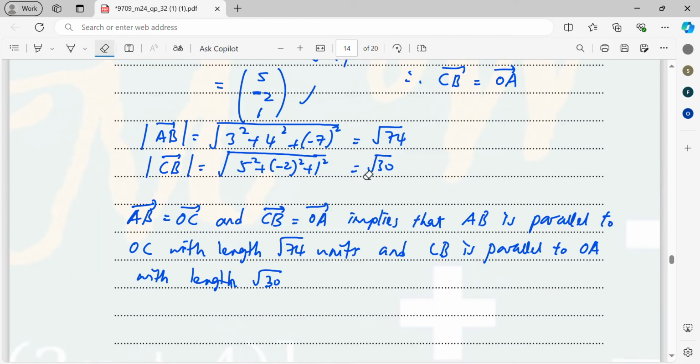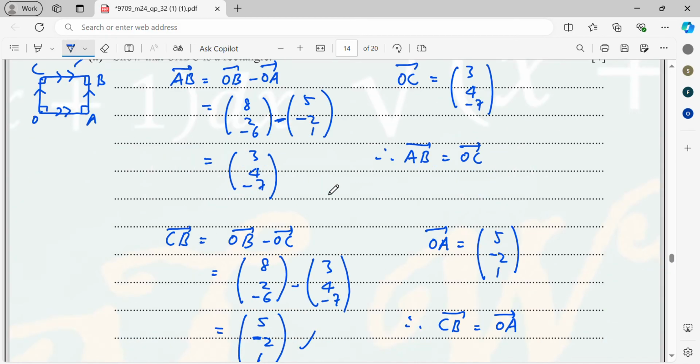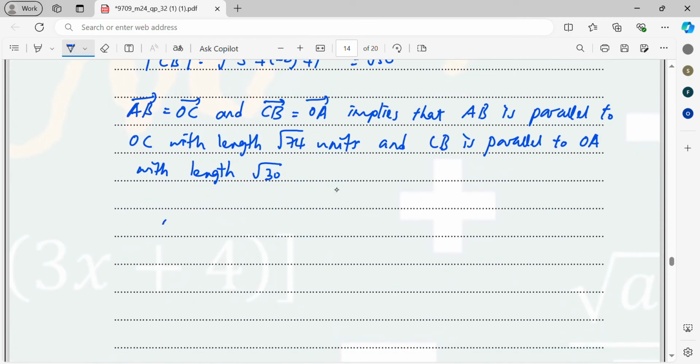Okay, same length, and now we know that they are parallel. So we need to show that it is a rectangle. Rectangle means that the sides must be perpendicular to each other. So now I need to use the properties of the scalar product, right? Whenever two vectors are perpendicular to each other, their scalar product is equal to 0. So I'm going to show OC dot OA, or OA dot OC.